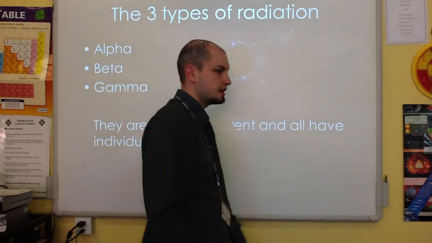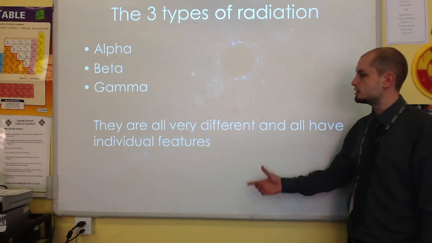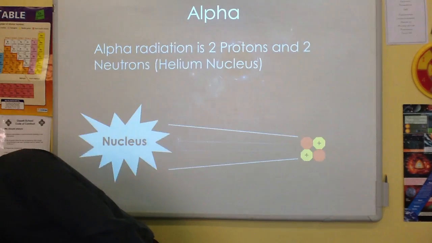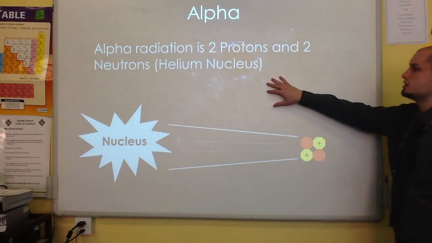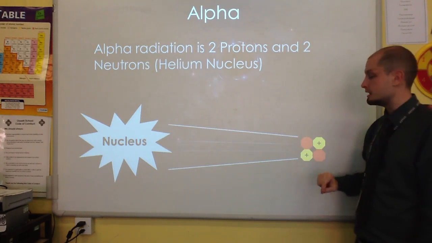Now, in the last video I talked about these three types of radiation: alpha, beta and gamma radiation. They are all very, very different, but you need to know where they come from. So, alpha radiation first off. Alpha radiation is two protons and two neutrons. We say it's a helium nucleus, just like the centre of that helium that we were talking about a minute ago.